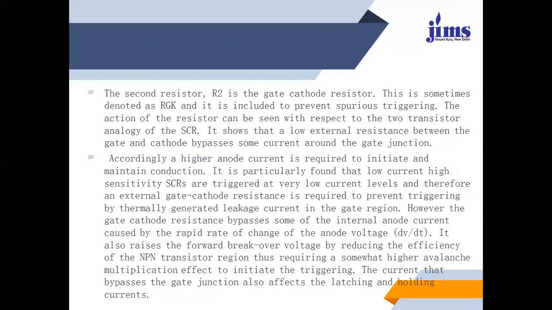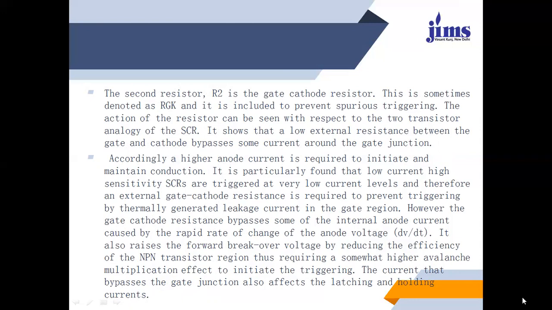It is particularly found that low current, high sensitivity SCRs are triggered at very low current levels, and therefore an external gate cathode resistance is required to prevent triggering by thermally generated leakage current in the gate region. However, the gate cathode resistance bypasses some of the internal anode current caused by the rapid rate of change of the anode voltage (dV/dt). It also raises the forward breakover voltage by reducing the efficiency of the NPN transistor region, thus requiring a somewhat higher avalanche multiplication effect to initiate the triggering.